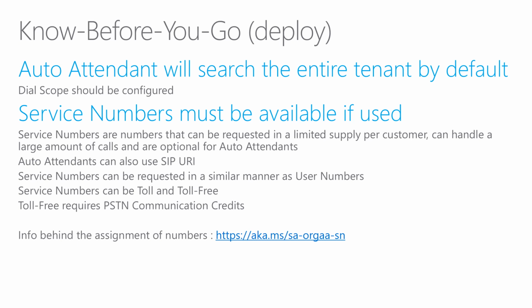Service numbers are numbers that can be requested in a limited supply. So if you want to have a phone number directly assigned to an auto attendant, you must have this configured before actually deploying the auto attendant. More information about service numbers can be found at aka.ms/sa-orkaa-sn.